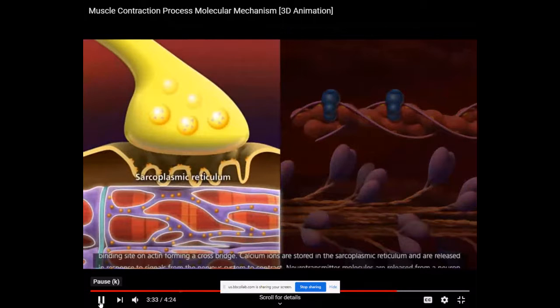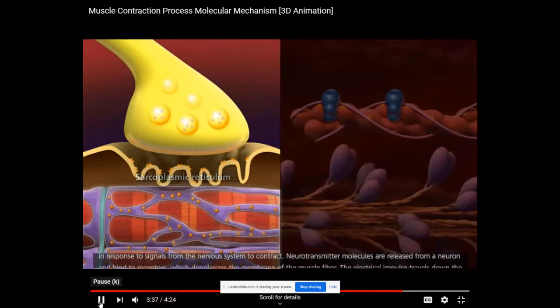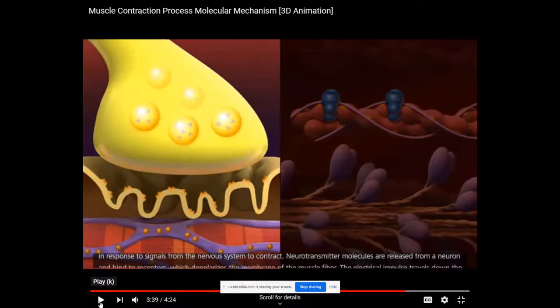Calcium ions are stored in the sarcoplasmic reticulum and are released in response to signals from the nervous system to contract. Okay, just a quick review of what we're going to see here. I hope that everybody has a pretty decent understanding about this.